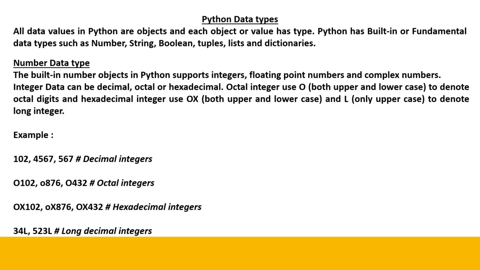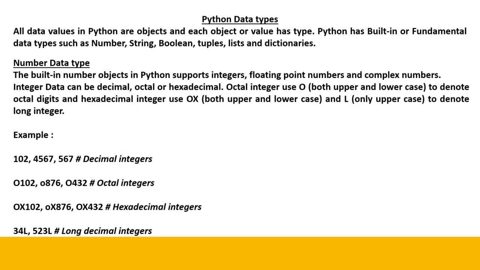Let us see about the numeric data type. The built-in number objects in Python support integers, floating point numbers, and complex numbers. Integer data type can be decimal, octal, or hexadecimal. Octal integers use the letter O, both uppercase and lowercase, to denote the octal digits, and hexadecimal integers use 0x to denote the hexadecimal integer. And if it is a long integer, it is denoted by L.